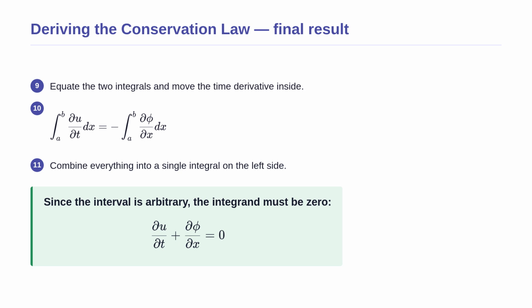Because we chose the starting point A and ending point B completely randomly, the only way this integral can evaluate to 0 for absolutely every possible interval is if the function inside the parentheses is itself 0 everywhere. This logical conclusion gives us our final derived fundamental differential equation.